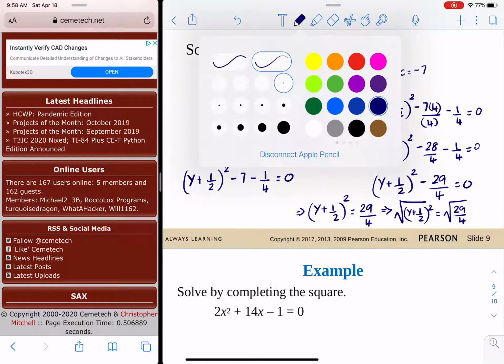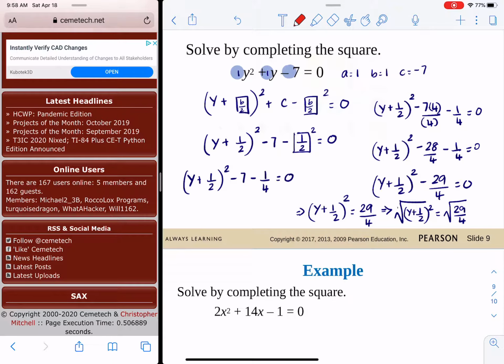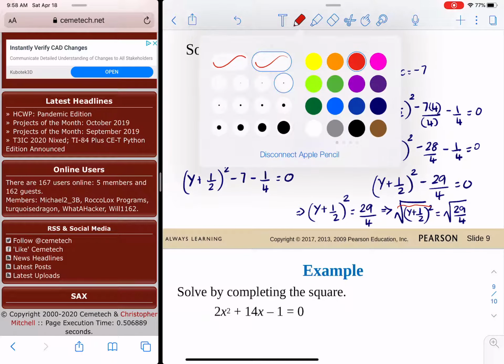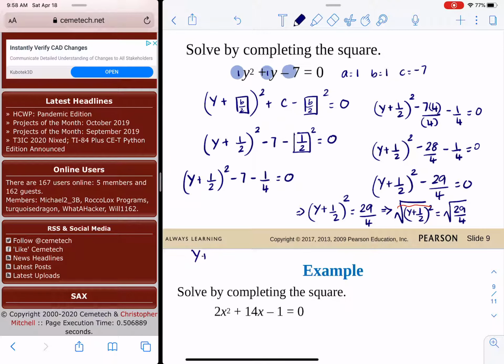The root and the square will get cancelled. So we would have y plus 1 over 2 equals square root of 29 divided by square root of 4. So y plus 1 over 2, square root of 29 is not a perfect square, and you can't use any other number to write it as a perfect square. So that would remain as is. Square root of 4 is 2, so I have plus or minus square root of 29 over 2.